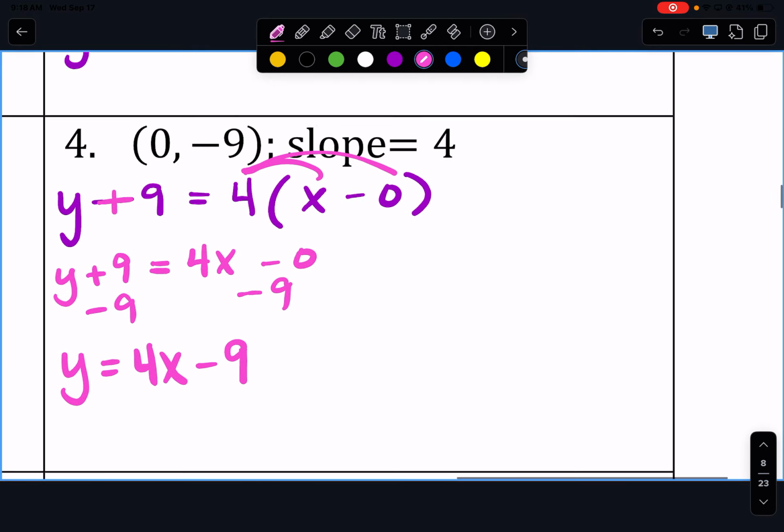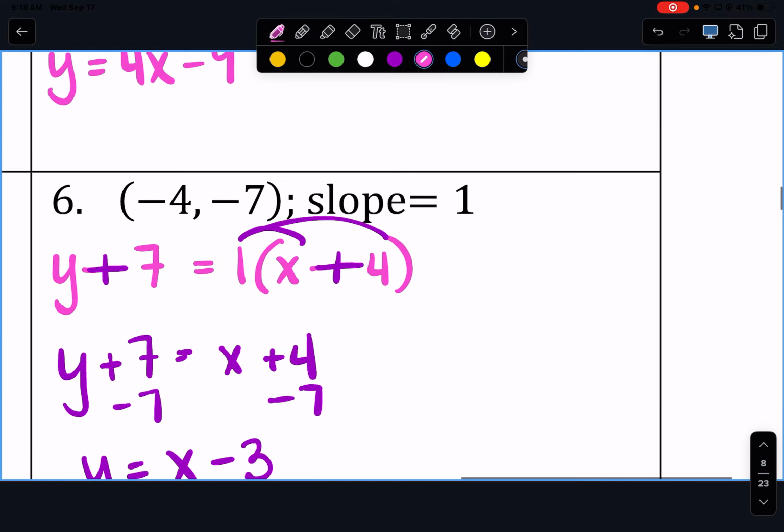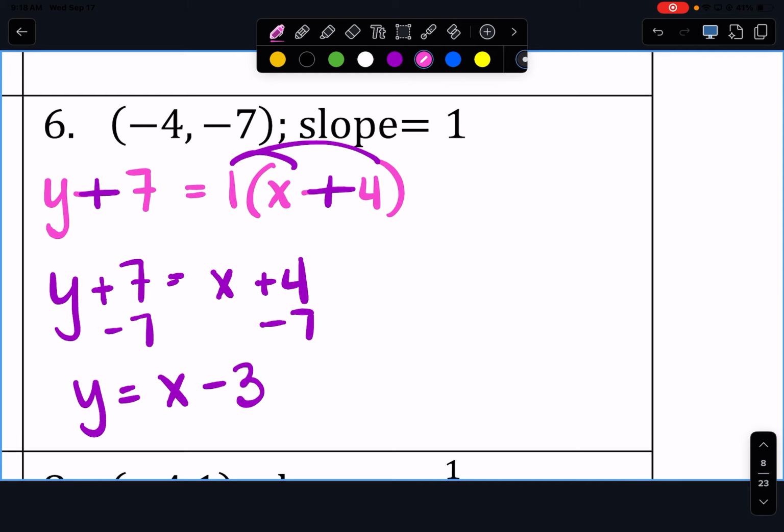What is the answer for number 6? Y equals 1x minus 3. Okay, so we distribute 1 times x to get x, 1 times 4 to get 4. Then we subtract 7 on both sides. 4 minus 7 is negative 3. For number 8, what did y'all get?